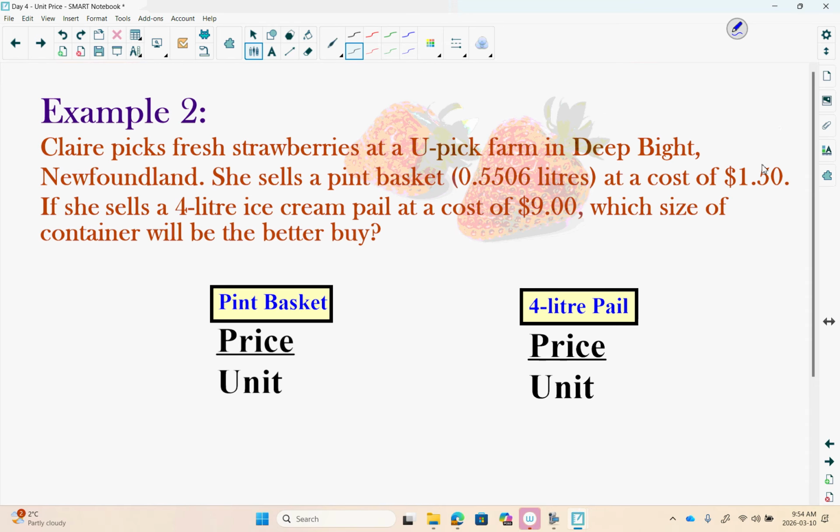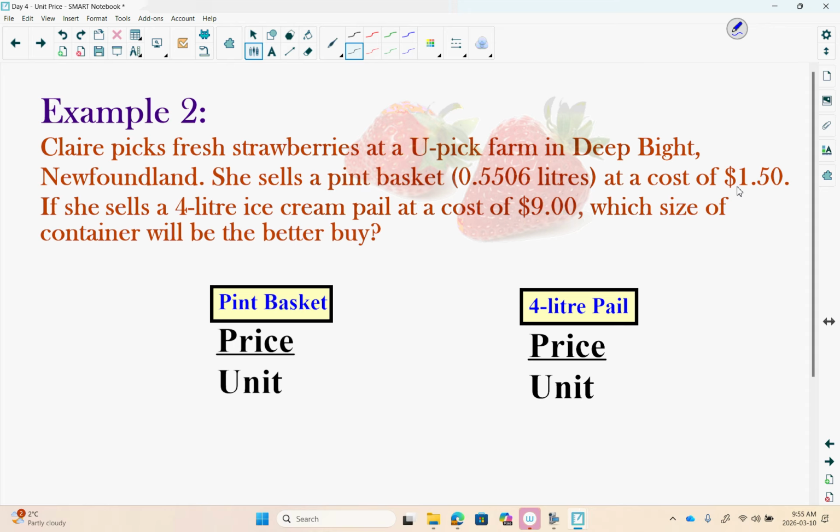Here's a situation where we can compare. So Claire picks fresh strawberries at a U-Pick farm in Deep Bite, Newfoundland. Anyone know what a U-Pick farm is? That's where you show up and you grab a basket and you go away into the field and you pick your strawberries or your blueberries, and then you come back and you weigh them and they charge you accordingly. Okay? In this situation, she sells a pint basket or 0.5506 liters at a cost of $1.50. And then she sells a 4-liter ice cream pail at a cost of $9. Okay? Which size of a container will be the better buy?